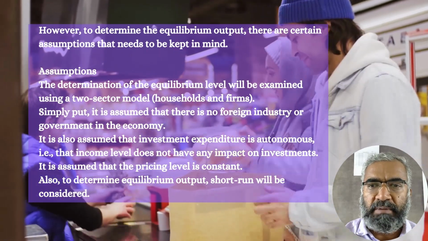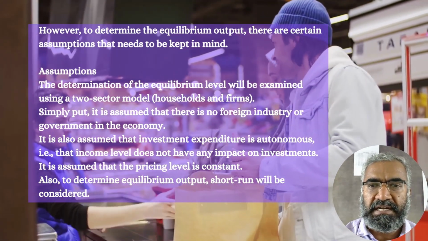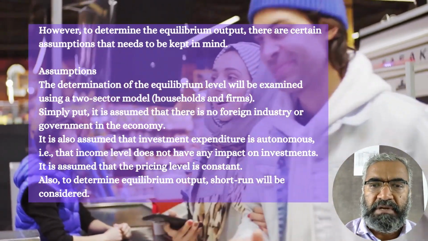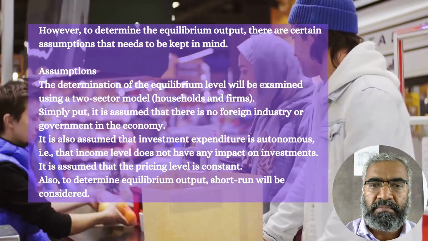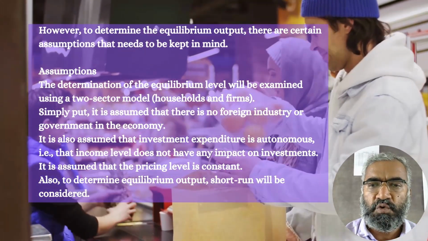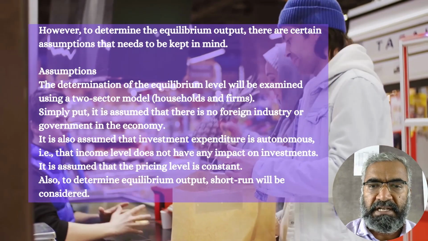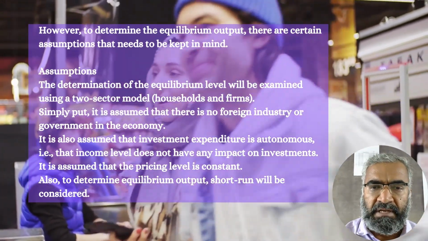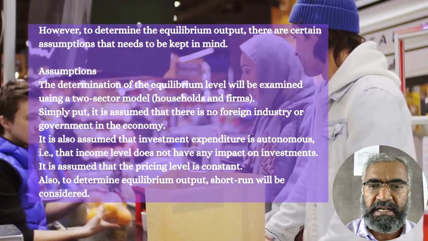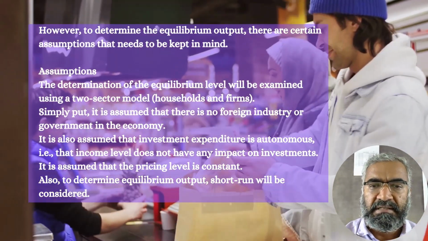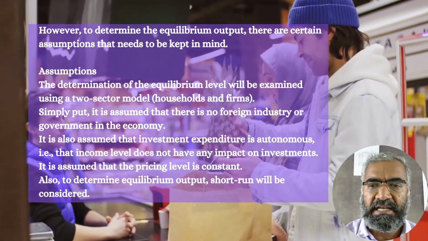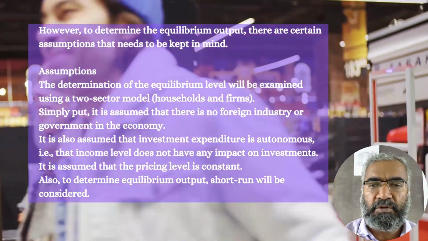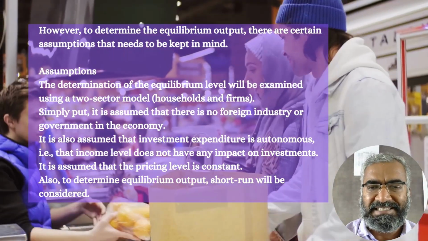However, to determine the equilibrium output, there are certain assumptions that need to be kept in mind. The assumptions are: the determination of equilibrium level will be examined by using a two-sector model, that is households and firms. Simply put, it is assumed that there is no foreign industry or government in the economy. It is also assumed that investment expenditure is autonomous, that is, the income level does not have any impact on investments. It is assumed that the pricing level is constant. Also, to determine equilibrium output, the short run will be considered.